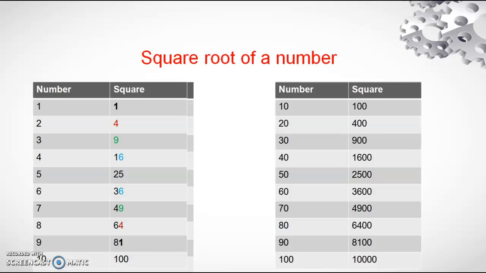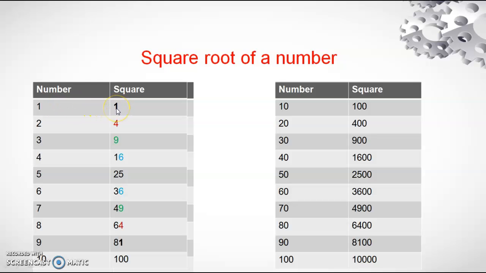So before we start, I want to show you these two tables, and I am sure that all of you know this. In first table, there are numbers from 1 to 10 and their squares. And in my second table, I have written numbers from 10 to 100 and their squares. And I am sure that all of you know this. It is very simple. But I want all of you to note some things from this table.